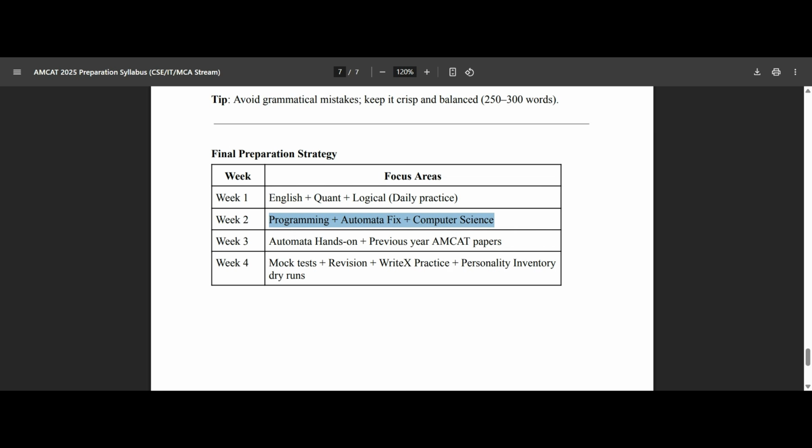Okay. In automata fix, you will be given a code which is erroneous and you need to correct it. And in automata, you need to write the whole code yourself. Two or three questions will be given and you need to design a code for it. Okay. Computer science will consist of questions from operating systems, DBMS, etc. Those I'll guide you. And programming is all data structures and all. So it is all going to be fine.